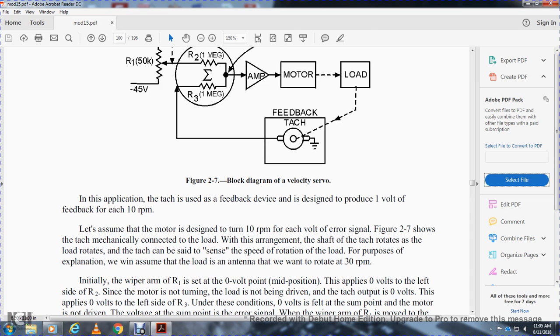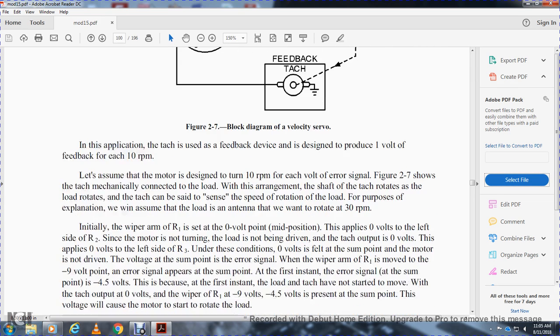The tach can be set to sense the speed of rotation of the load, but for the purpose of this explanation we will assume the load of the antenna will rotate at 30 RPM. Initially, the wiper arm of resistor 1 is set at the 0 volt mid position, so the amplifier sees 0 volts at the left of resistor 2, since the motor is not turning the load and no tach output is being developed. The tach output of 0 volts is applied to the left side of resistor 3.